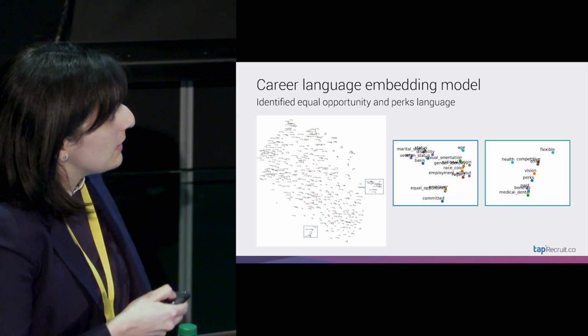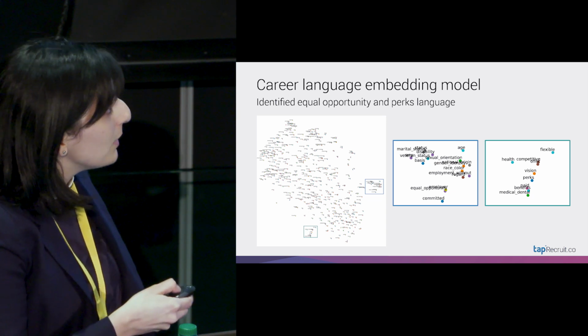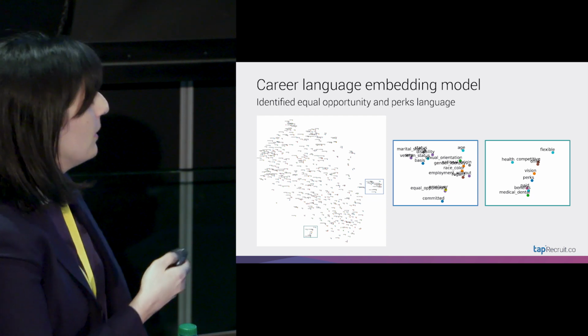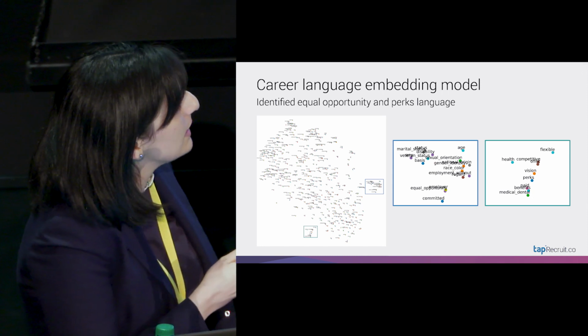The perks language tends to cluster together. Obviously, there's a lot more equal opportunities in perks language. These are the top 500 words from our embeddings, just from a t-SNE visualization standpoint.